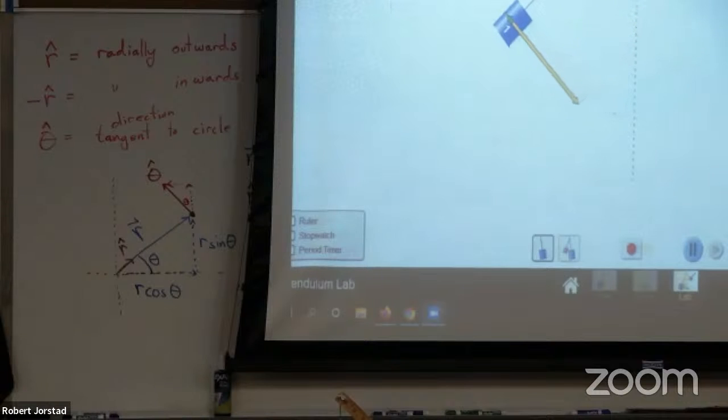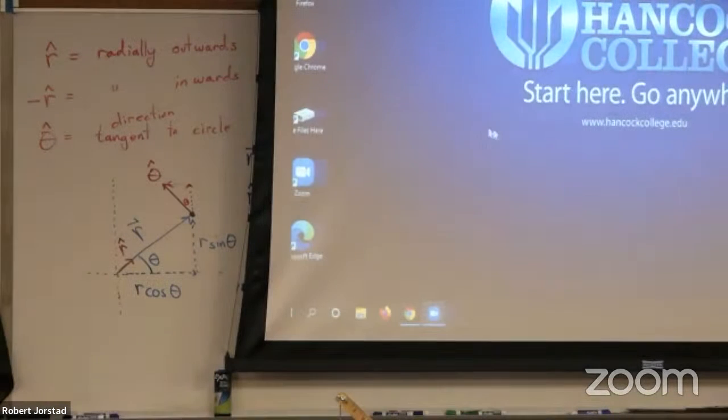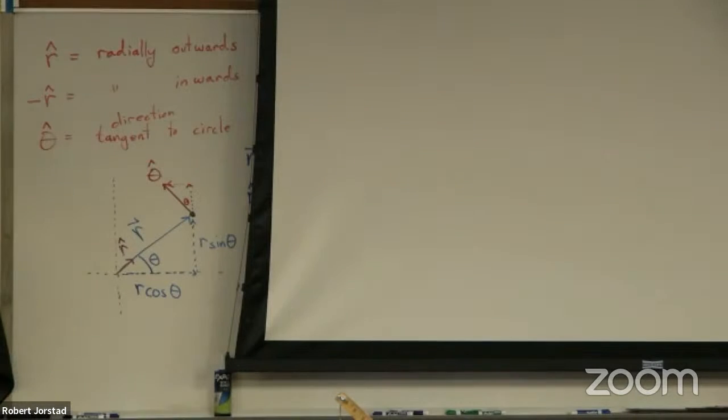So let me get rid of this. Then we're going to look at 6.52, page 114, 6.52. We're going to try and analyze that ball on a string correctly.